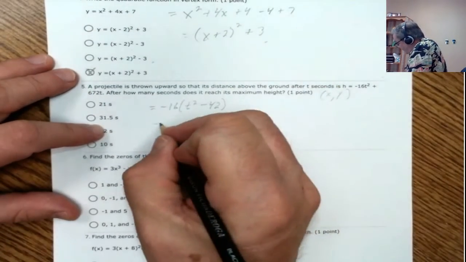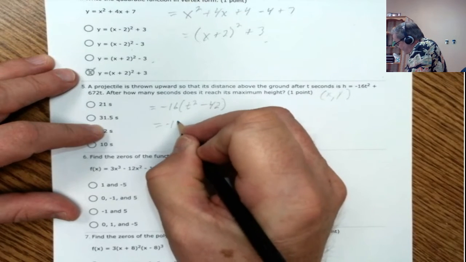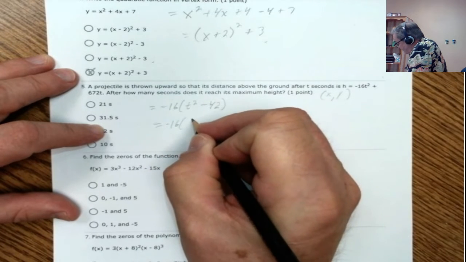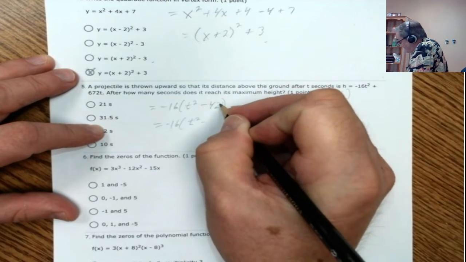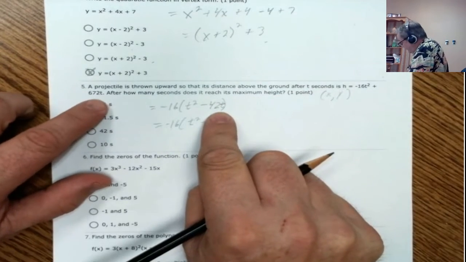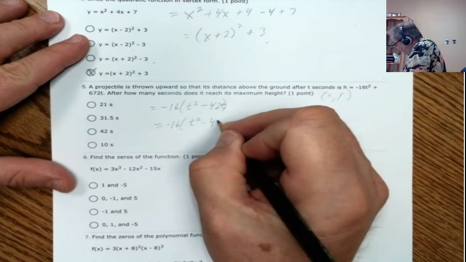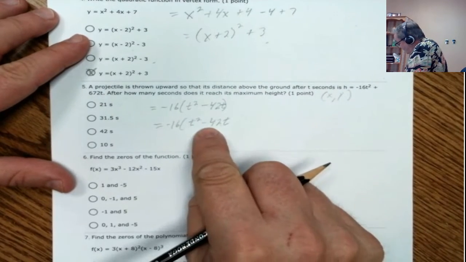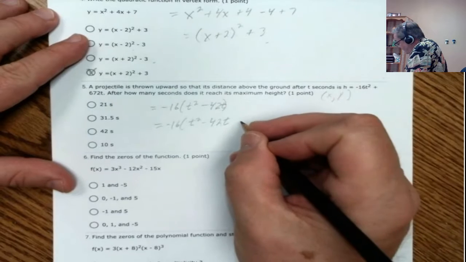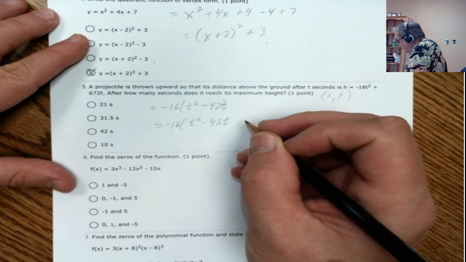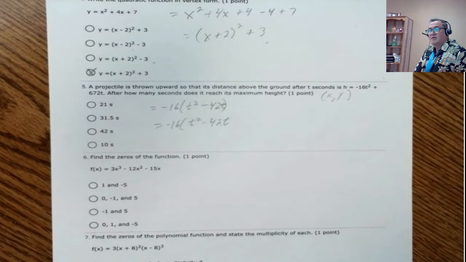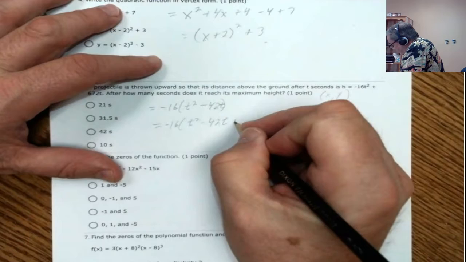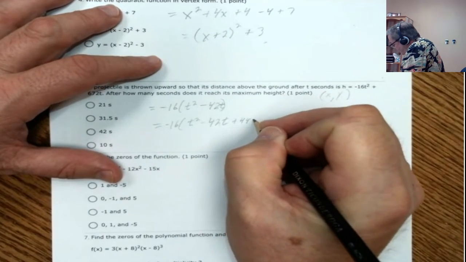So now we need to complete the square. We have negative 16 out here, t squared minus... there's still a t there. Almost forgot my t. Minus 42t. When we cut that in half, this would be negative 21, and we square it. 21 times 21 is 441. Is that right? 21 times 21, 441. So it'd be plus 441 minus 441.